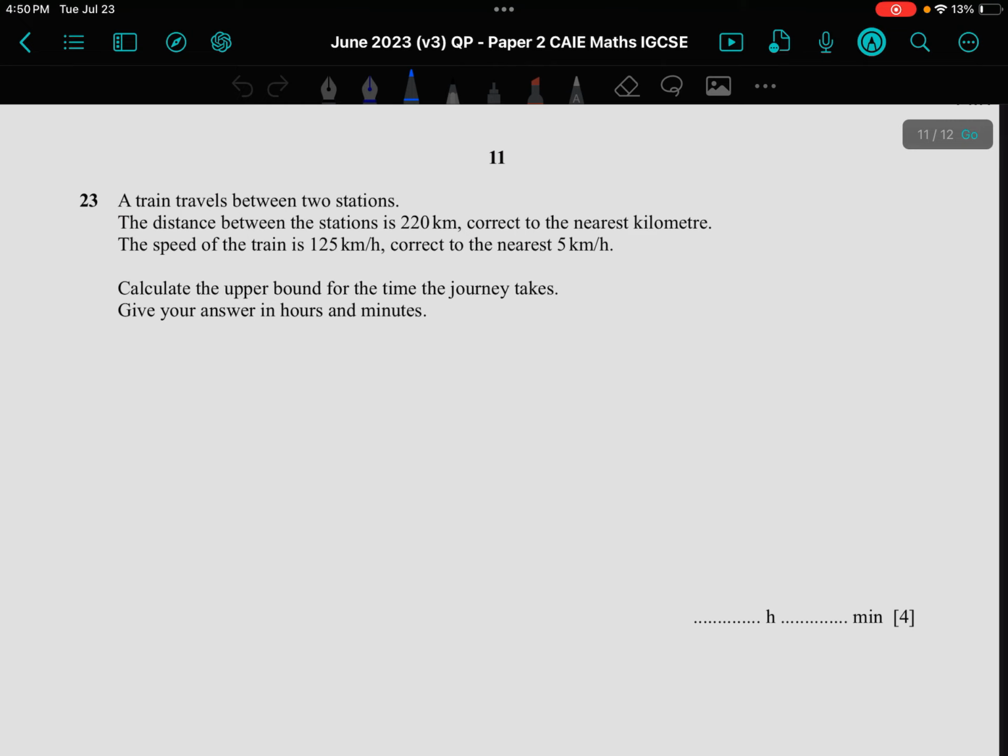The distance between the stations is 220 km. Correct to the nearest kilometers. The speed of the train is 125 km. Correct to the nearest kilometer. Nearest kilometer means 1 upon 2 will give me the bound 0.5. The speed of the train is 125 km per hour, correct to the nearest 5 km per hour. So that means 5 upon 2, which is 2.5 is the bound for the speed.